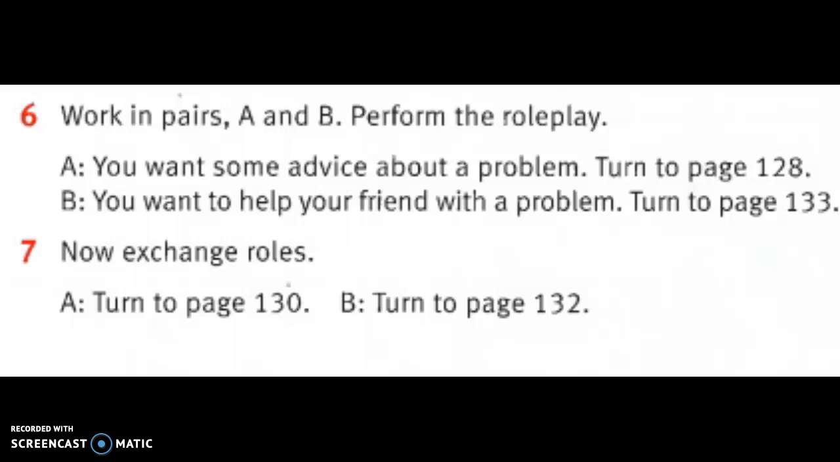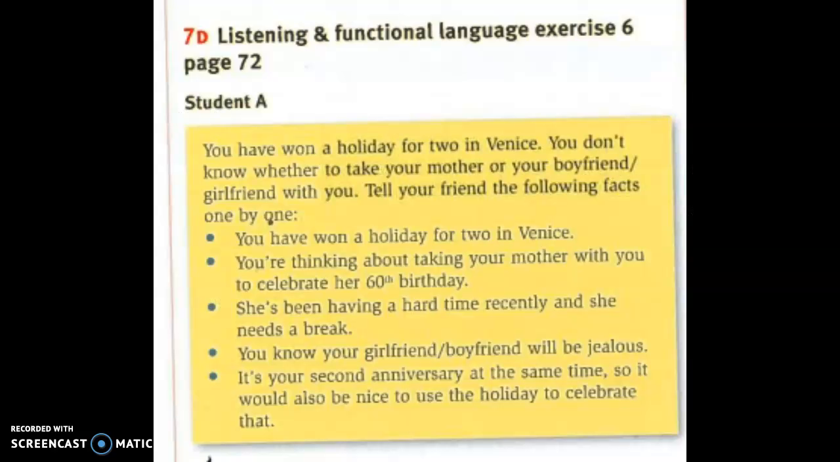The role play involves one student needing advice about a problem and the other student giving advice. So they do this one way round, and then they change roles and use different role cards to ask for and give advice. So this is an example of the student A role from page 128. Student A has won a holiday for 2 in Venice. You don't know whether to take your mother or your boyfriend or girlfriend with you. Tell your friend the following facts one by one. So for example, it says you've won a holiday for 2 in Venice. You're thinking about taking your mother with you to celebrate her 60th birthday, etc., etc.